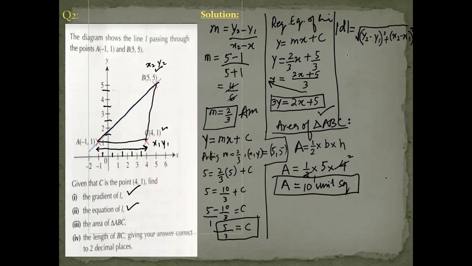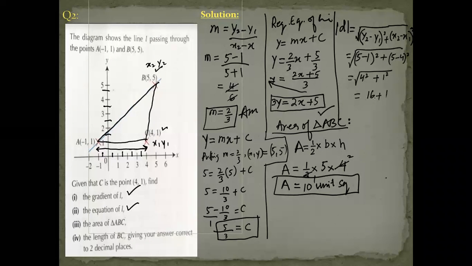So the formula is there, y2 minus y1, 5 minus 1, the whole square. Then we have another 5 minus 4, the whole square. And it has the whole root on it. So dear students, 5 minus 1 is 4, 4 squared, 5 minus 4 is 1, squared. So we have 4 fours are 16 plus 1, that is root 17.